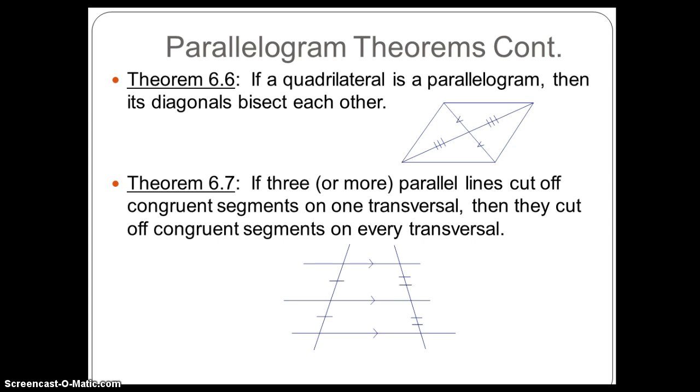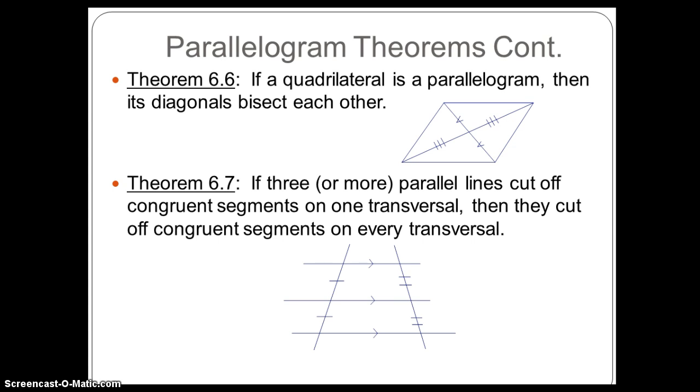There are a few more theorems about parallelograms. So theorem 6.6 says if a quadrilateral is a parallelogram, then its diagonals bisect each other. Remember, bisect means to cut in half, so its diagonals cut each other in half. That doesn't mean all the pieces are equal, it means the halves are equal.